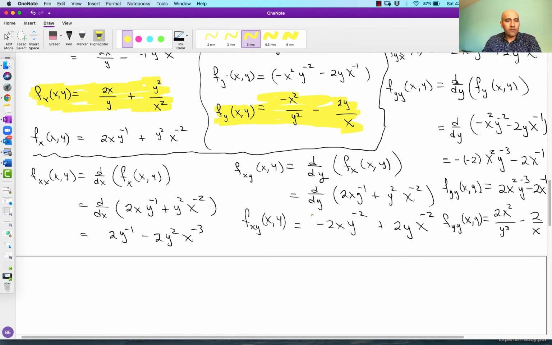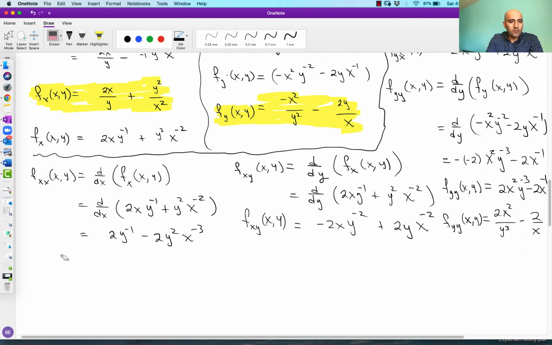So here are these guys. Let me erase this and let's rewrite it here. So this is f sub xx of x comma y equals 2 divided by y minus 2y squared divided by x cubed. That's this one right here.